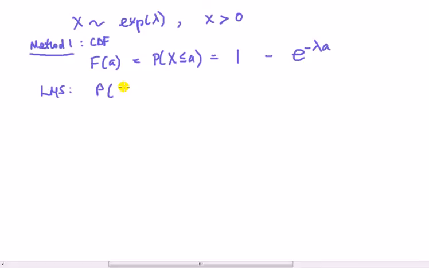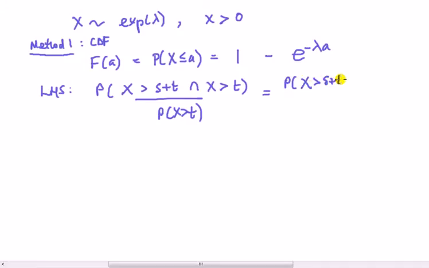So that's the probability of X bigger than, well, just in case there's people just watching this video without watching the proof for the last one, the geometric, let me just do this quickly again. So the left hand side is the probability X is bigger than s plus t and X is bigger than t, over the probability X is bigger than t. Okay, saying that X is bigger than s plus t and X is bigger than t is the same as the probability X is bigger than s plus t.